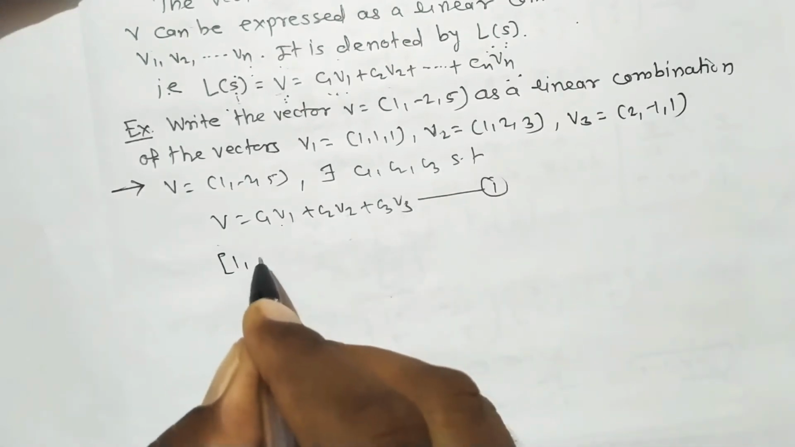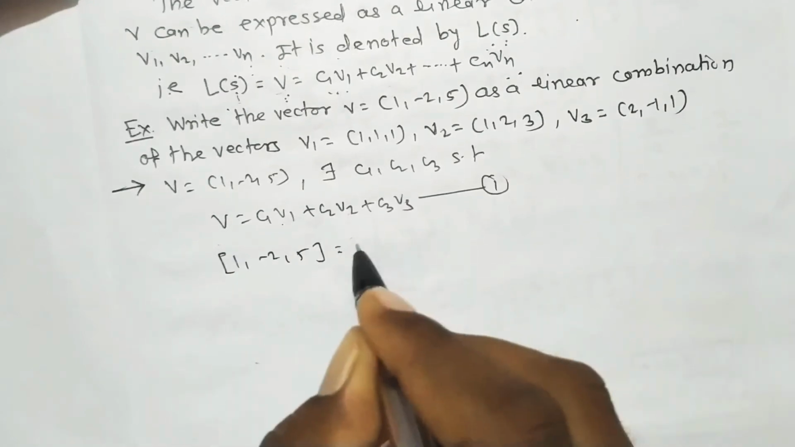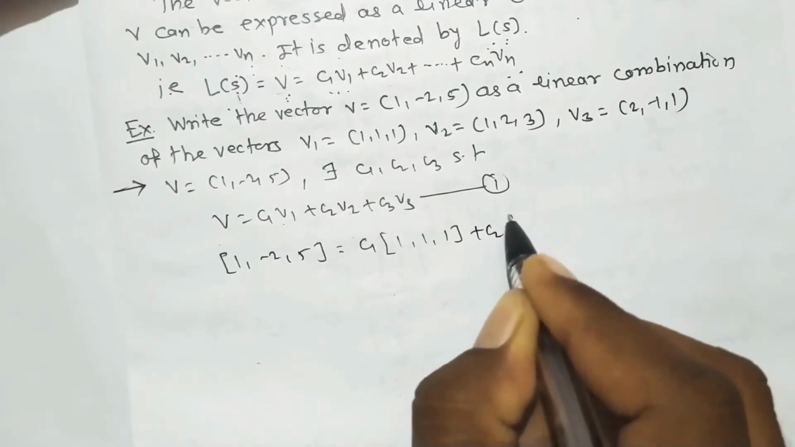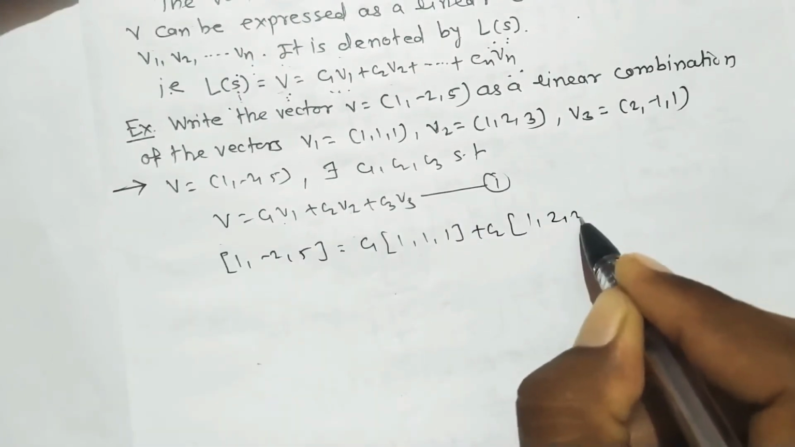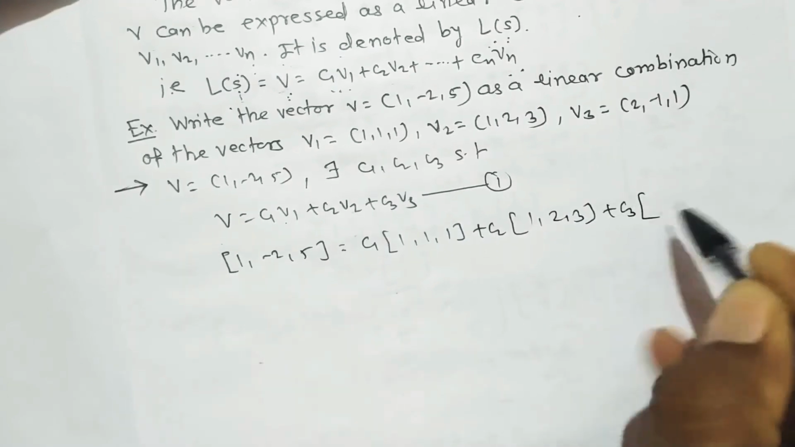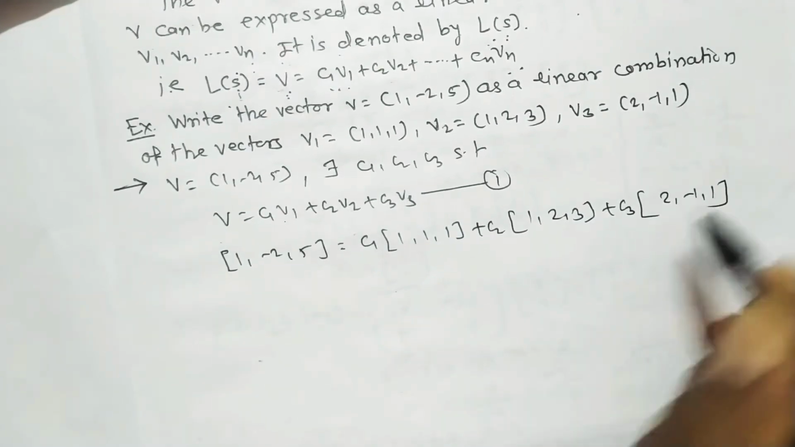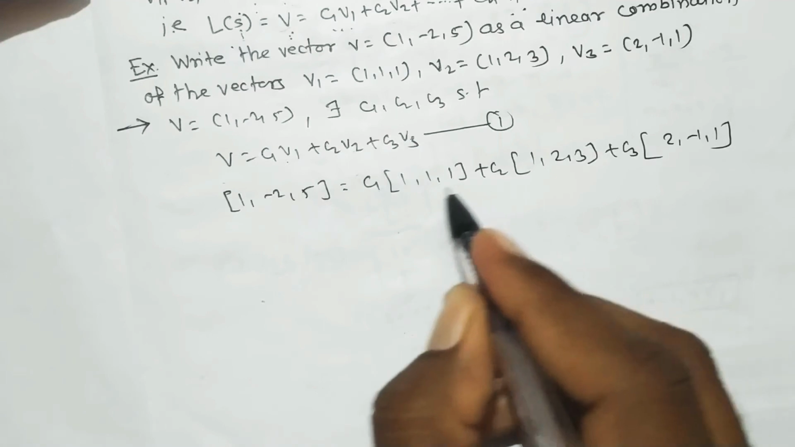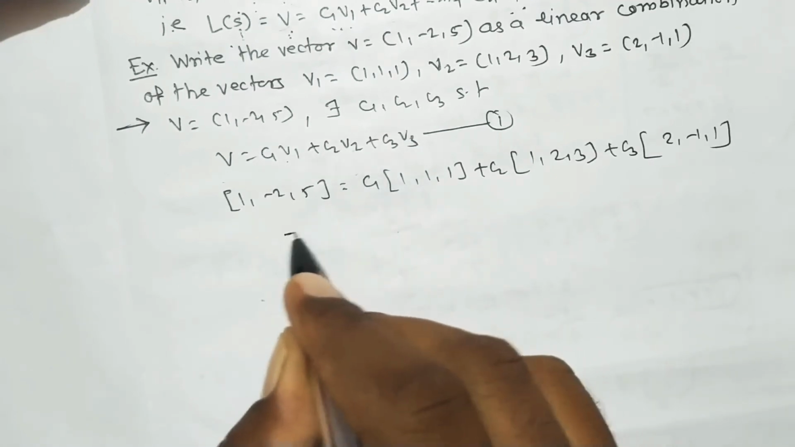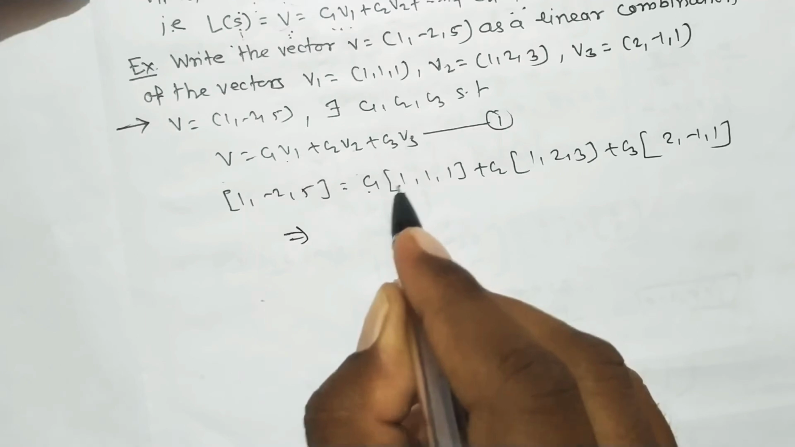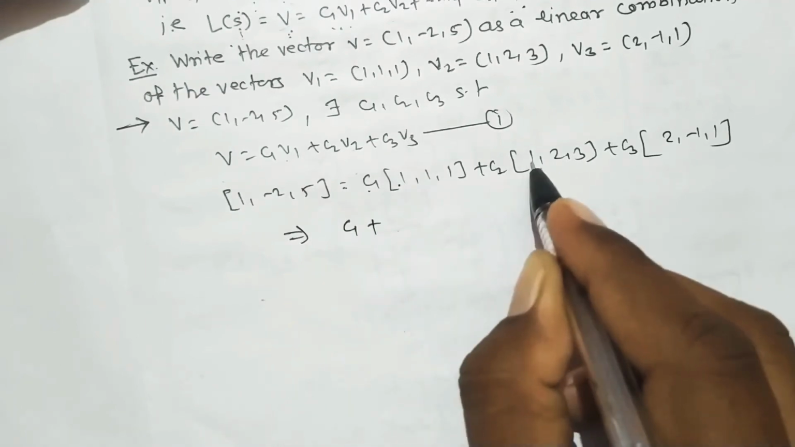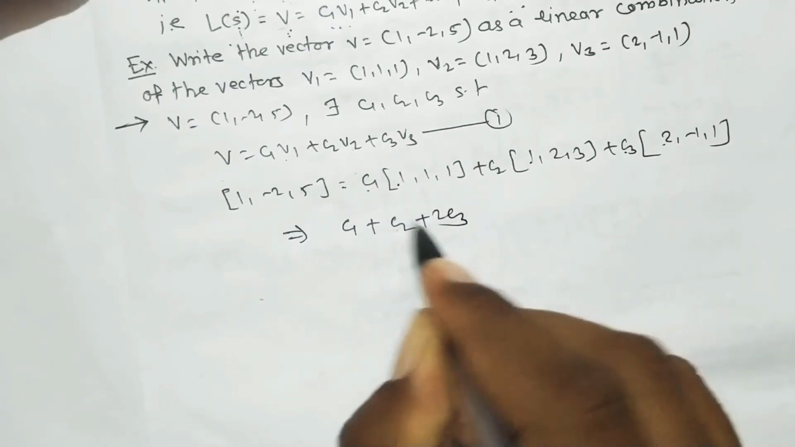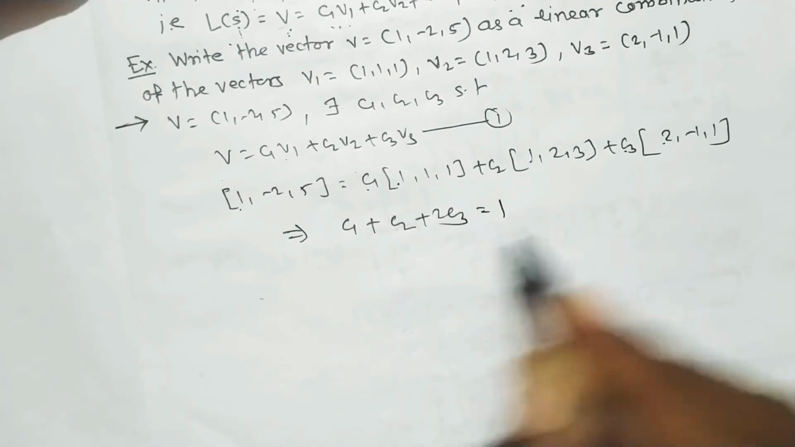So the vector V is (1, -2, 5), this is a row vector, equal to C1 into V1, which is (1, 1, 1), plus C2 into V2, which is (1, 2, 3), plus C3 into V3, which is (2, -1, 1). Okay, so if we multiply C1, C2, C3 inside these vectors and use equality of matrices, we get the first equation: C1 into 1, that is C1, plus C2 into 1, C2, plus C3 into 2, that is 2 C3, is equal to 1.